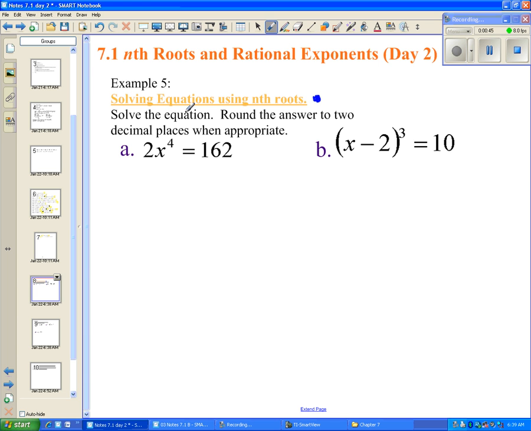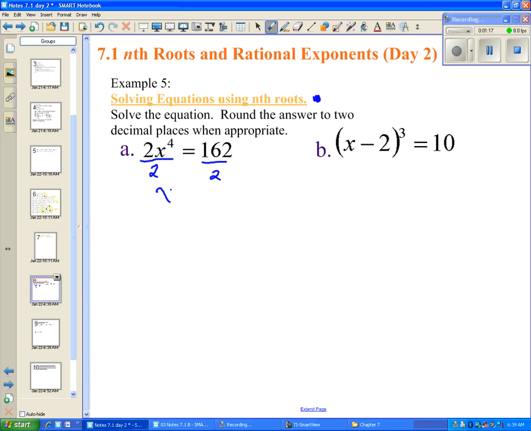And in solving my equations, what you want to do first is the thing that's being raised to the power, this x to the fourth, this entire x minus 2 to the third, I want to get that by itself on one side of the equal sign, just like if it was an x squared or an x, and then solve for it. So in this letter A, for example, my first example, the PDF is online, the first thing I would do is divide by 2 to both sides.